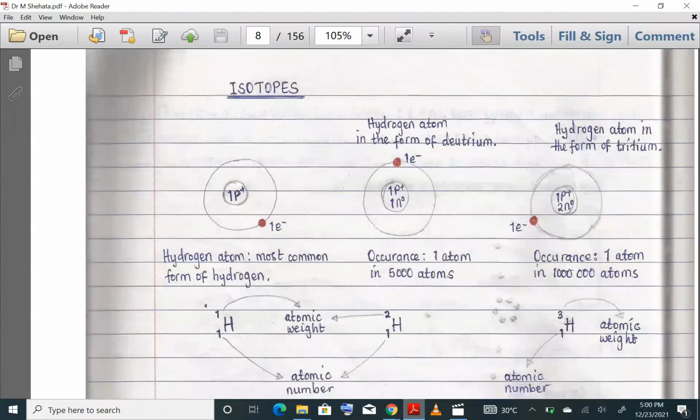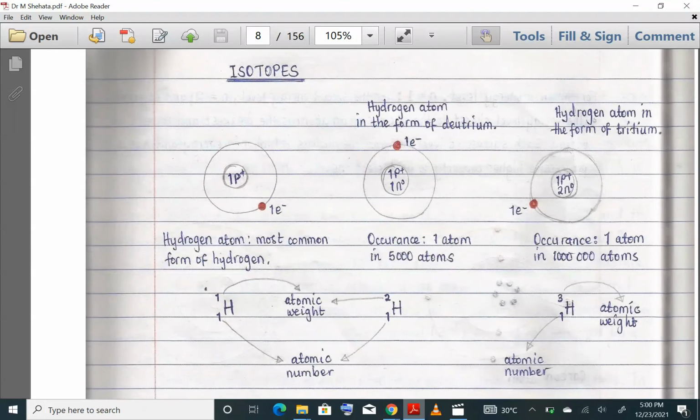Like we said, we'll be looking at isotopes today. So, pretty much, what's an isotope? An isotope, or rather isotopes, are atoms that have the same atomic number but different mass numbers.